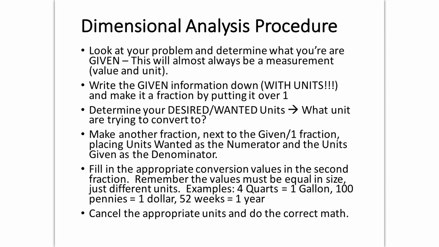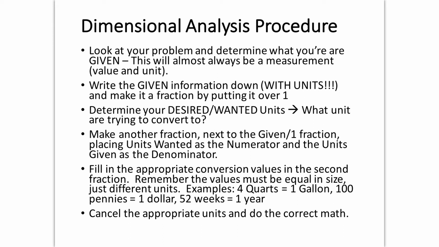Okay, so let's see what the dimensional analysis procedure is, and we're going to go through this on the next couple of slides too. We're always going to look at our problem to determine what you are given. This is almost always going to be a measurement. In other words, a measurement has a value and a unit. Then you're going to write that given information down with the units and make it a fraction by putting that information over 1. Then you're going to determine your desired or wanted units. What unit are you trying to convert to? That's the question you're going to ask.